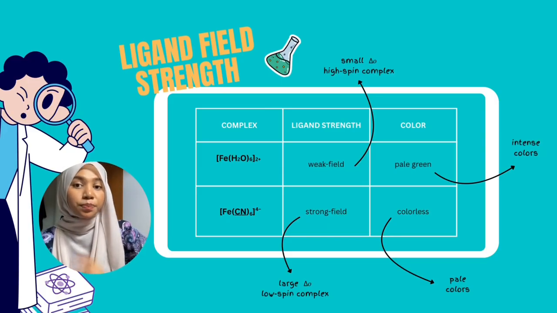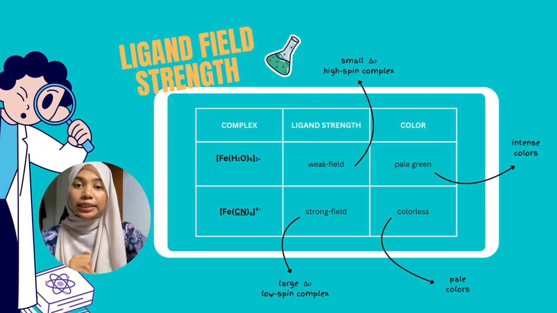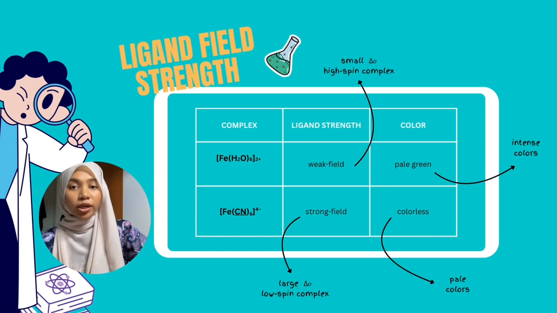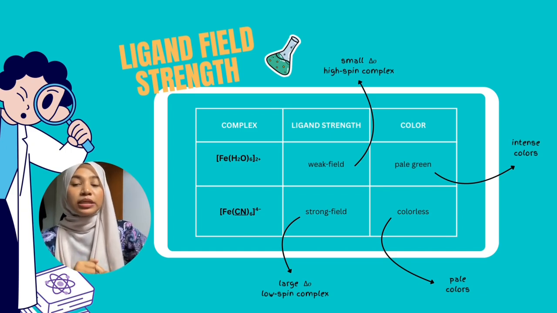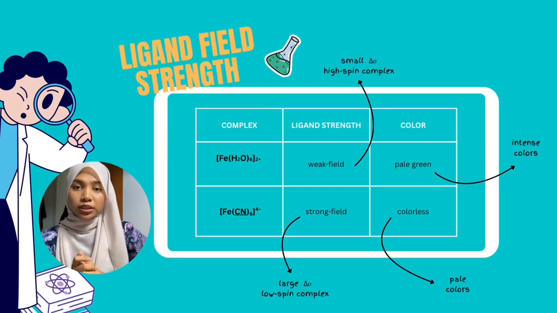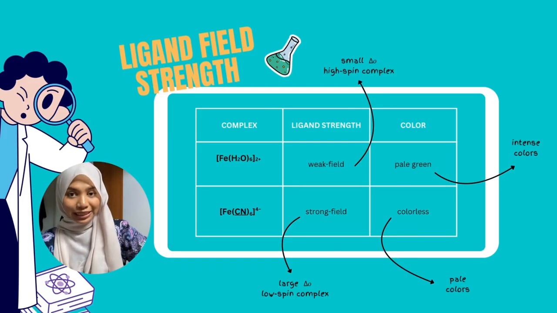For example, the complex hexaaquairon(II) ion appears pale green because water is a weak field ligand, while the ferrocyanide ion appears colorless or very light in color because cyanide is a strong field ligand that causes large splitting.